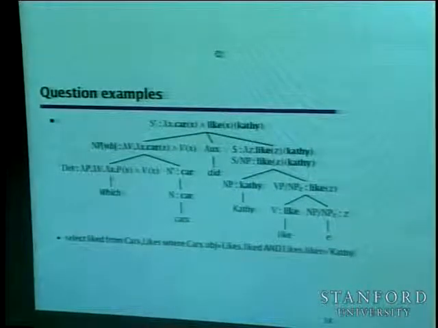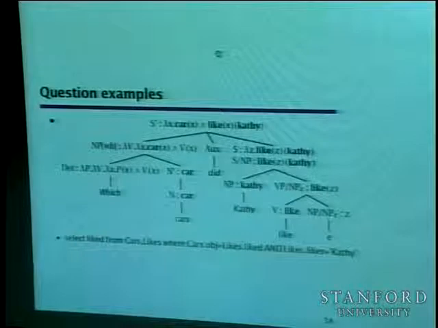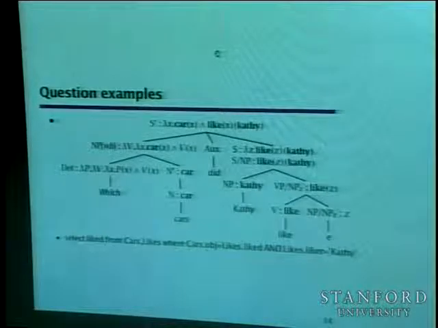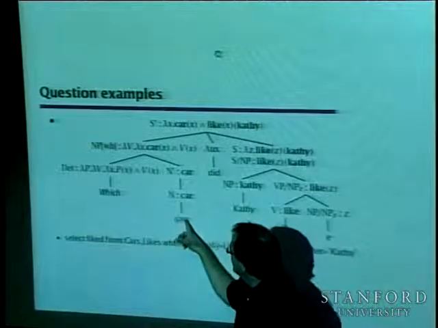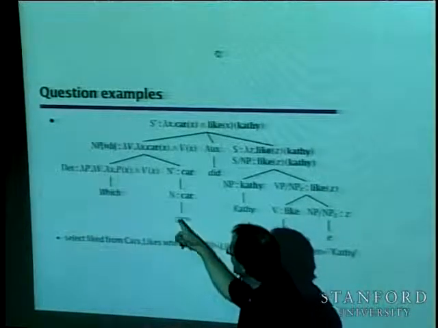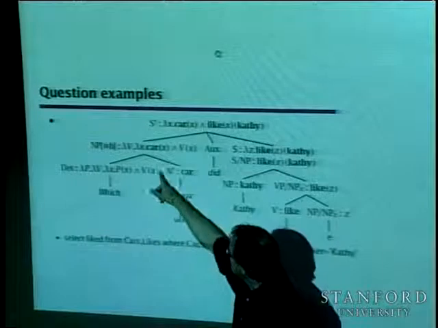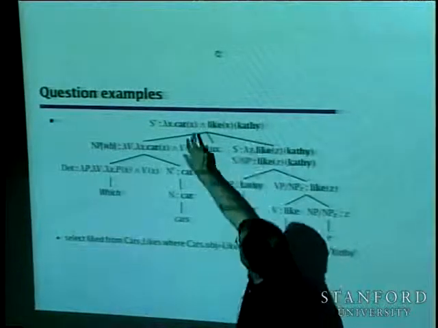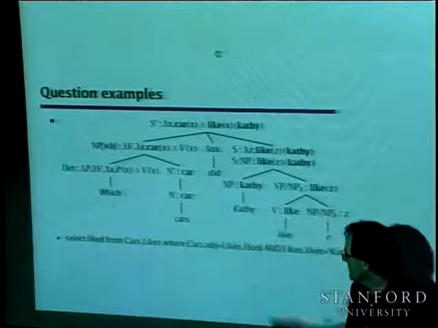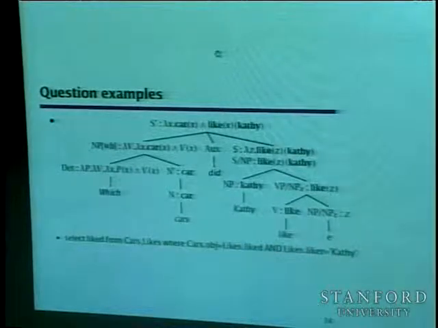Okay. But we can put in more complex question words like which cars did Kathy like? So now which is taking a property of a car and it's taking the property of Kathy like and asking that both of them be true up the top, which gives us this database translation.